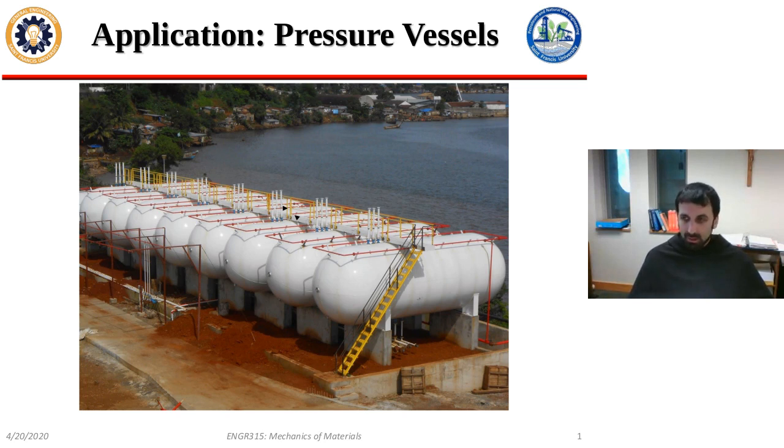Thin wall pressure vessels. The definition of a pressure vessel is pretty straightforward. This is an excellent example in the slides right here. It's a vessel that holds pressure, either inside or outside. In this case, you've got a bunch of pressurized tanks holding something inside of them. You can think of it like the propane tank for your house. It's pressurized.